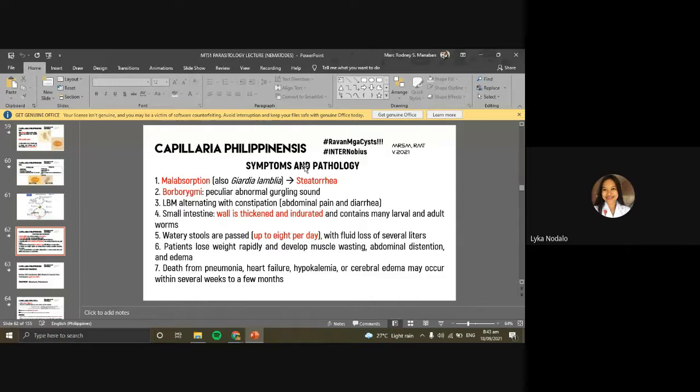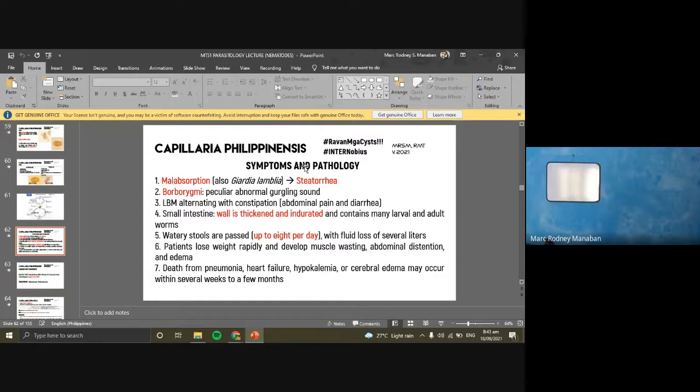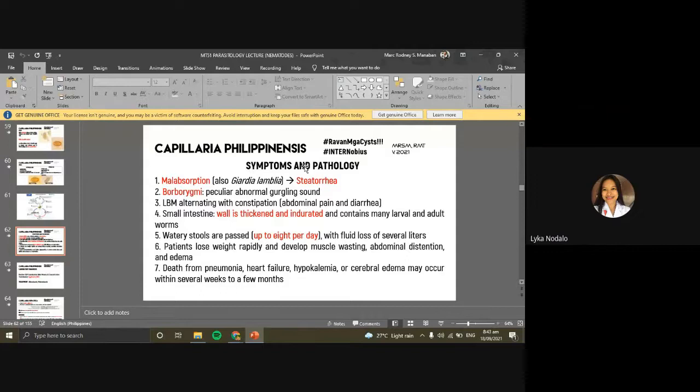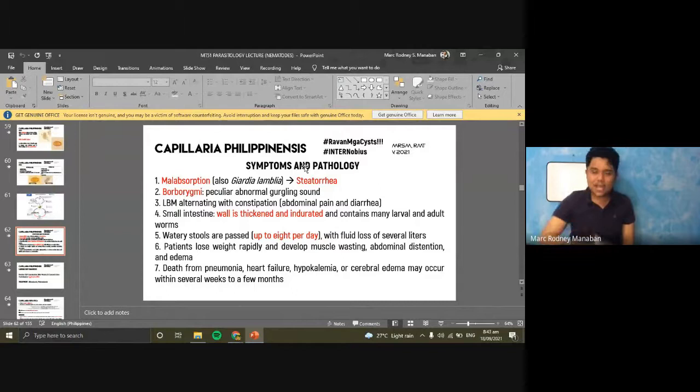Now wait, my whiteboard marker. Anyway, what is the term for increased muscle fibers in the stool? What is that term? Okay, very, very good. Creatorrhea. Okay, don't forget. So again, because the worms will burrow into the mucosa of the intestine, especially the small intestine, there is malabsorption and steatorrhea.